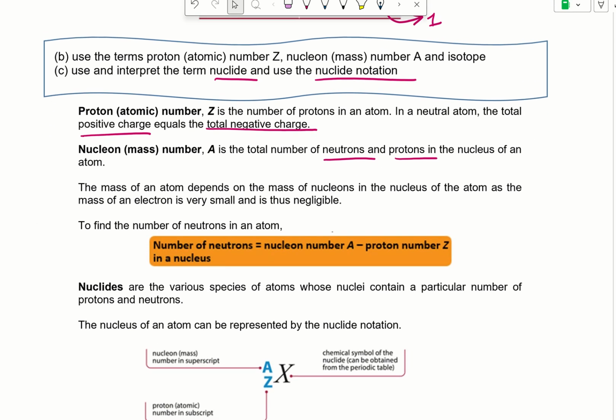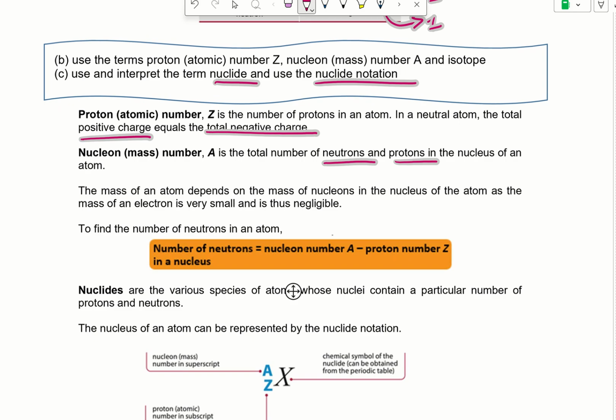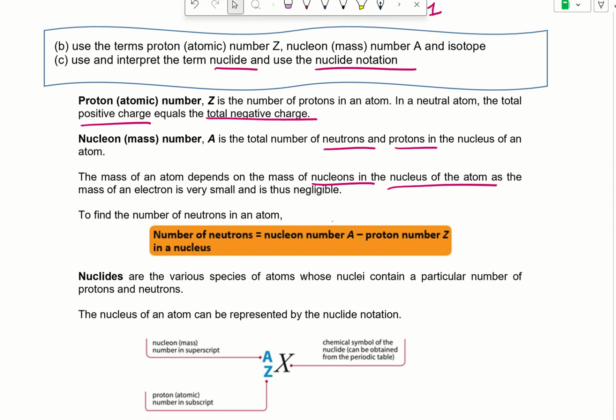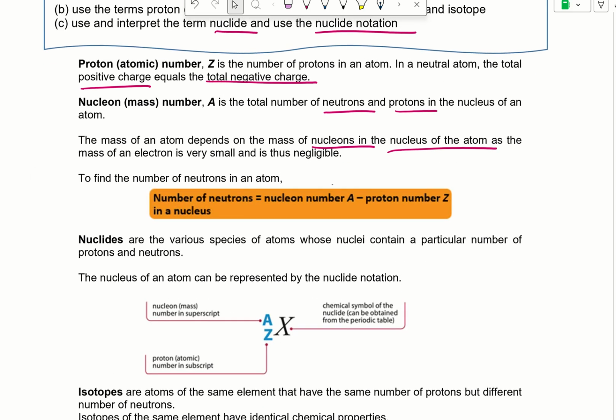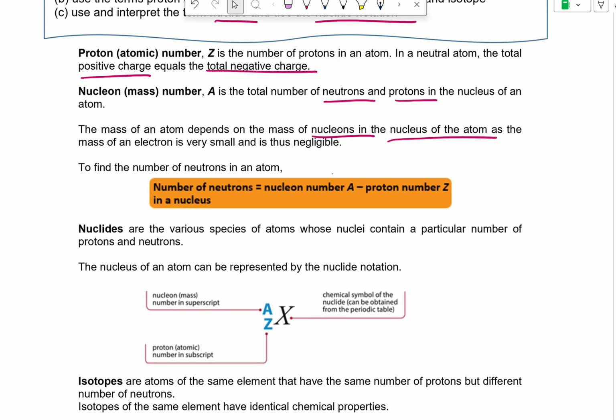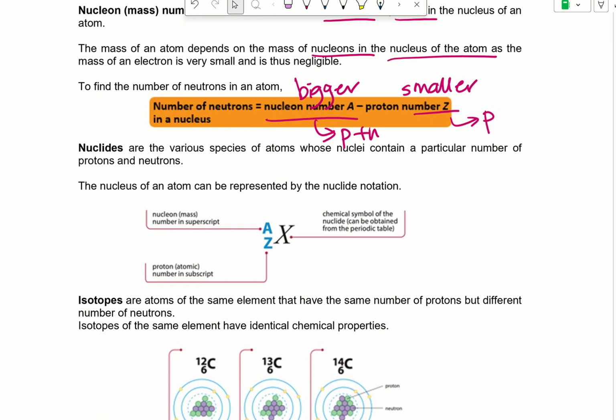So the mass of an atom depends on the mass of nucleons in the nucleus of the atom. We don't care about the electron for the mass. Now, to find the number of neutrons in an atom, I take the nucleon number, which must be a bigger number, and subtract away the proton number, right? Because nucleon number A consists of proton plus neutron, and proton number Z is just the number of protons. So if I take P plus N minus P, I'll get the number of neutrons.